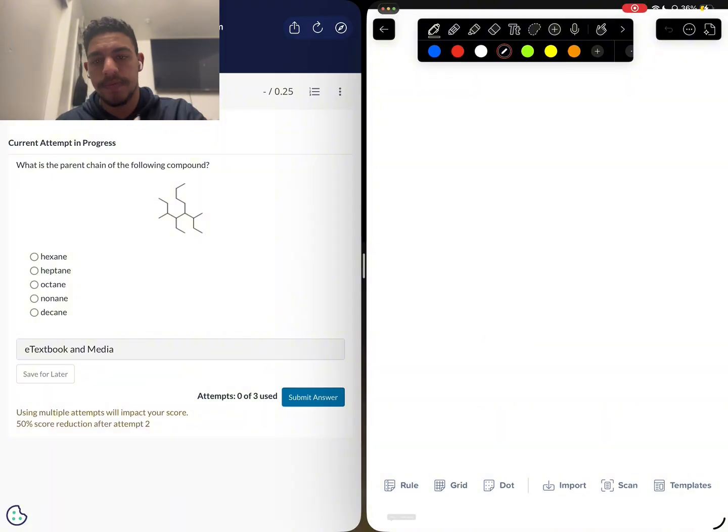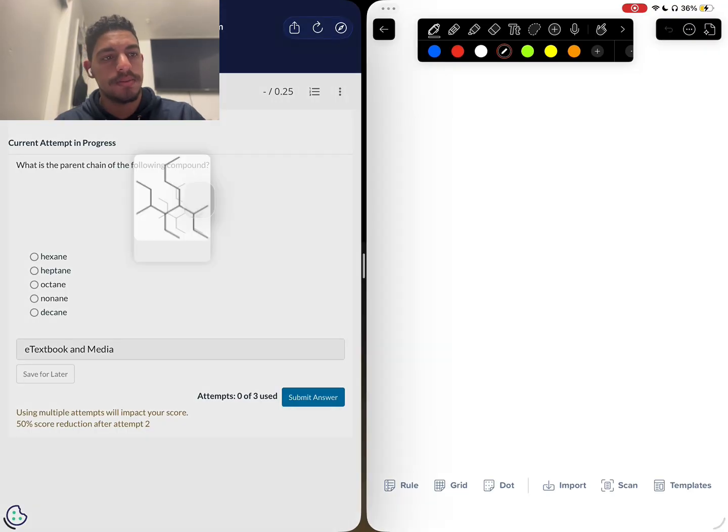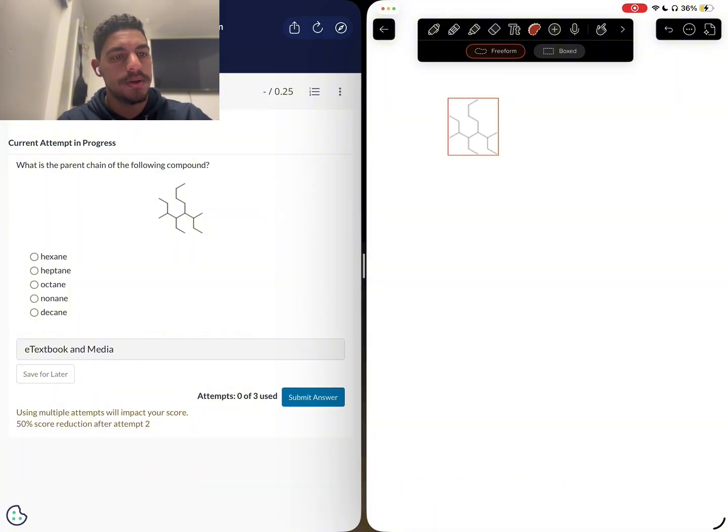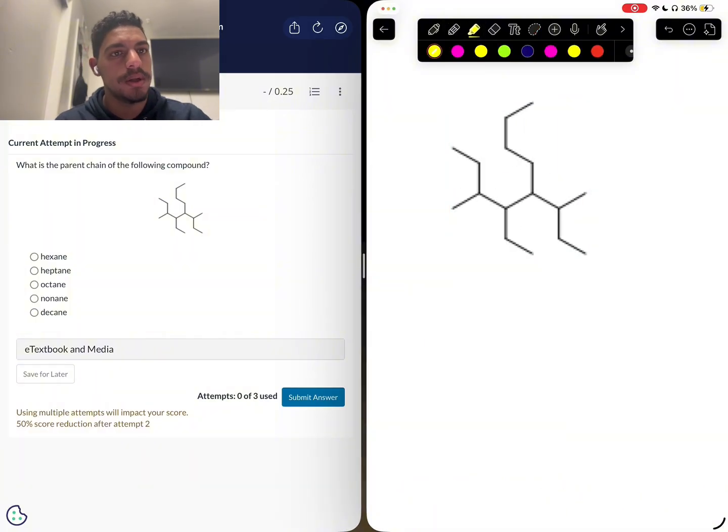So we're starting with the first problem. What's the parent chain of the following compound? So I'll take this and then let's put it here so we can work on it together. So parent chain, we want to figure out what the longest chain is of carbons here. So let's start doing that. Let's use our highlighter tool.